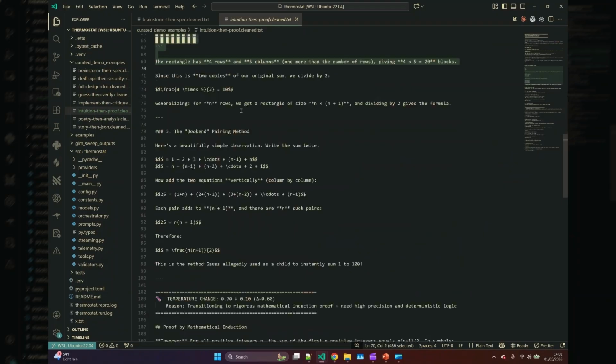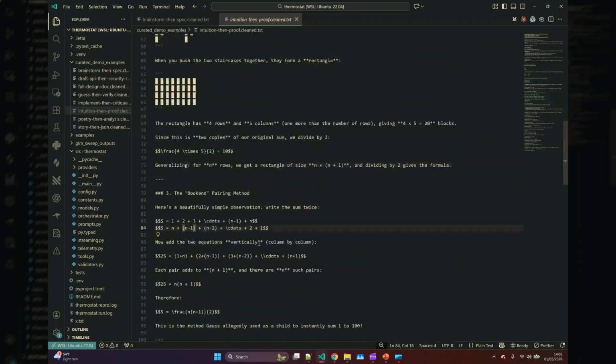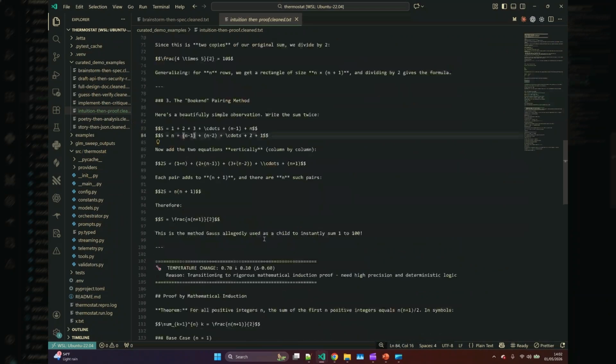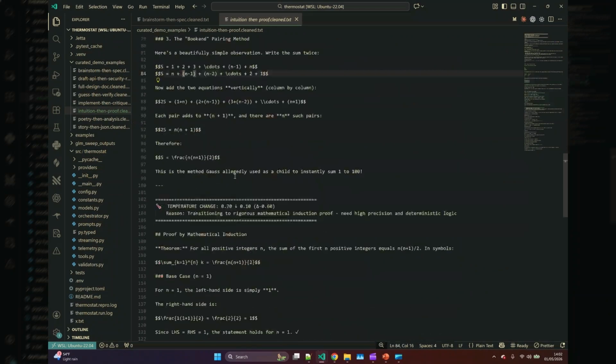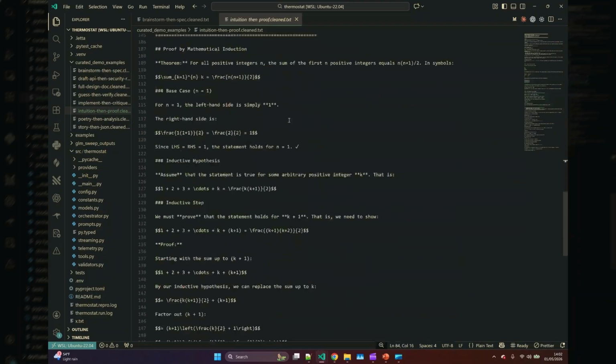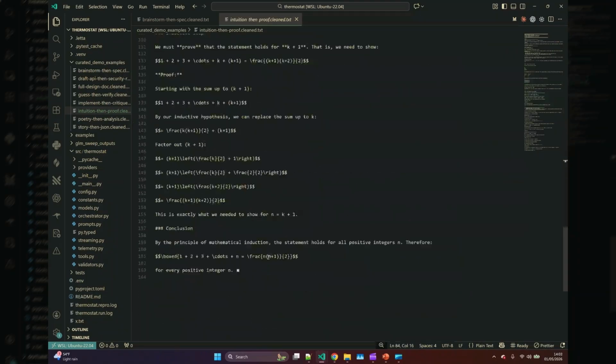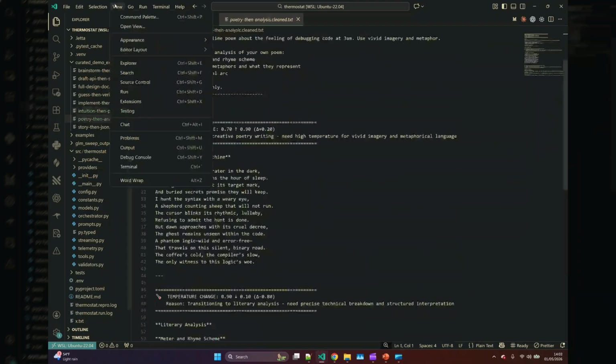But then the bookend pairing method, it actually is, I would say, slightly analytical for something you're giving to a high schooler to get them excited. Don't know what high school this person went to. But then it drops all the way to 0.1 for the rigorous mathematical induction proof, and it does that pretty successfully.